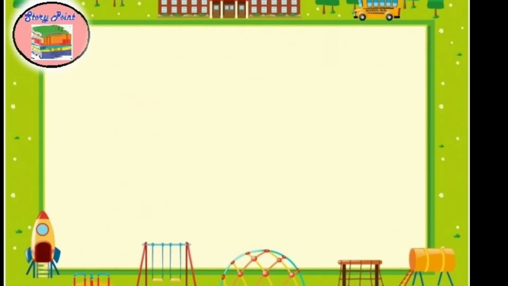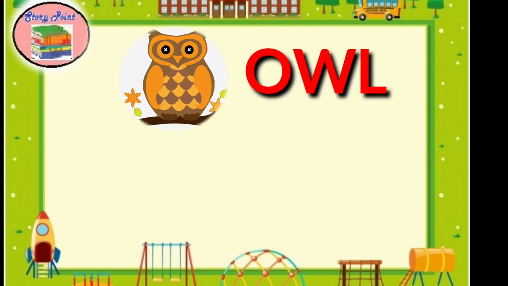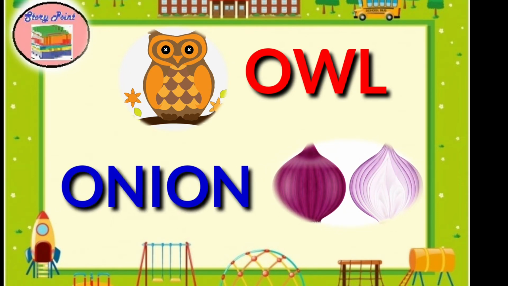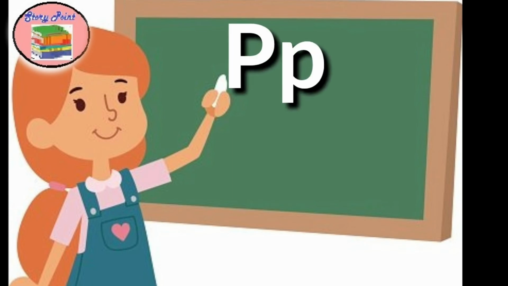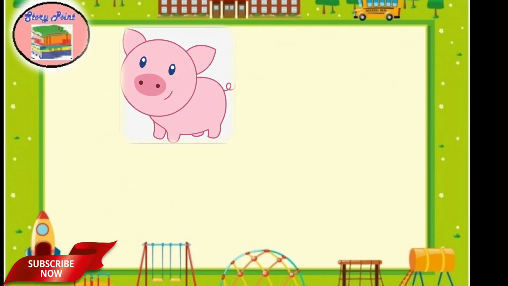O for, you learn that? O for owl. O-W-L. O for owl. And O for onion. O-N-I-O-N. Onion. Next, P. P for pig.